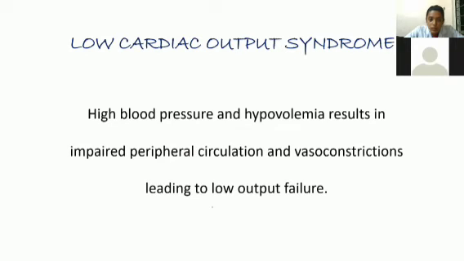There is reduced cardiac output. High blood pressure and hypovolemia result in impaired peripheral circulation and vasoconstriction, leading to low output failure. So high blood pressure will be there, and hypovolemia, decreased volume. This results in impaired peripheral circulation, and vasoconstriction will be happening. So automatically it will lead to low cardiac output. Due to this, heart failure can occur.